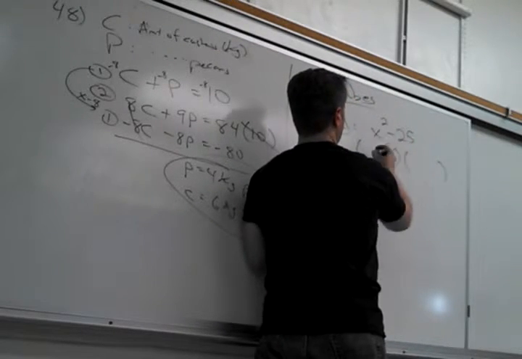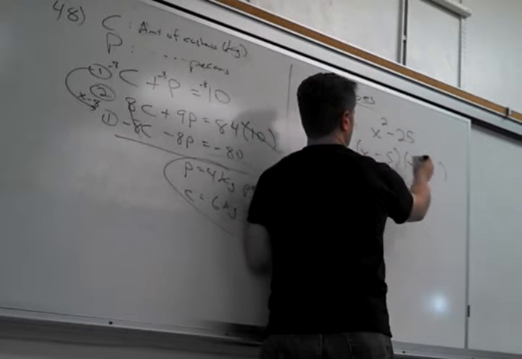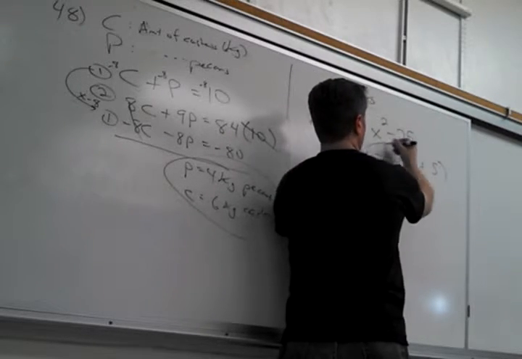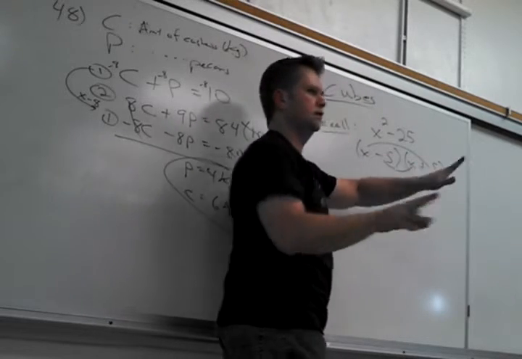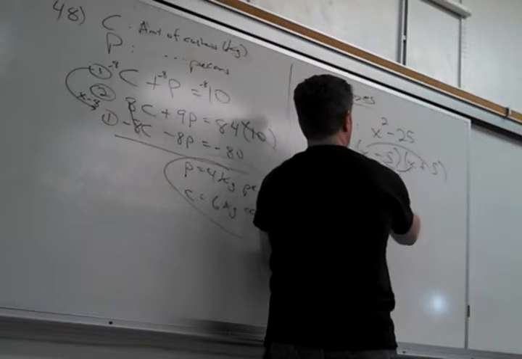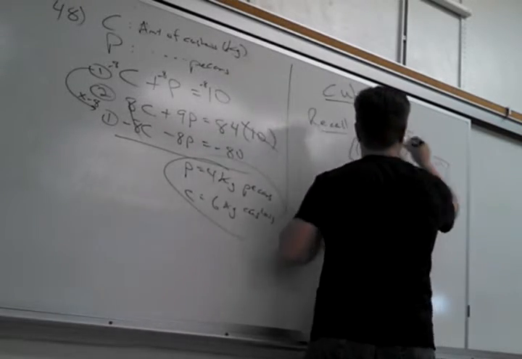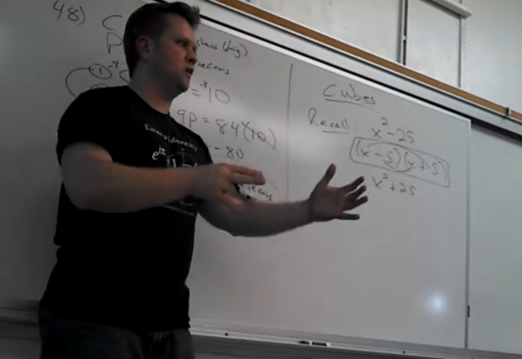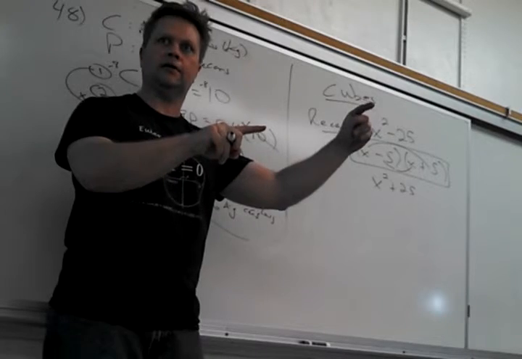So I do it. x squared is x times x. Minus 5 plus 5, because negative 25 is negative 5 times positive 5. And that's what really lets the middle term cancel. That's why there are only 2 terms, because negative 5x plus 5x cancels. So this is done here. What about x squared plus 25? If you think it's x plus 5, the middle term would still be 10x, right? They wouldn't cancel.